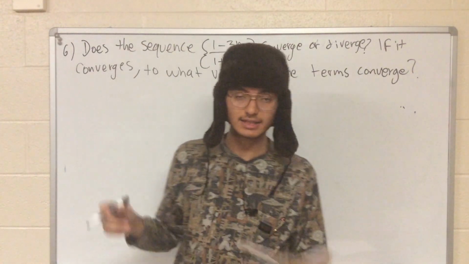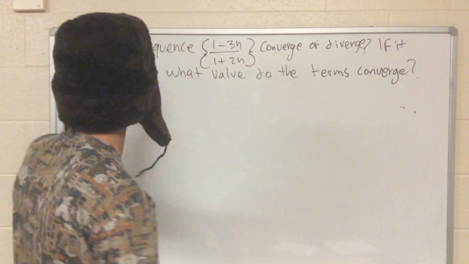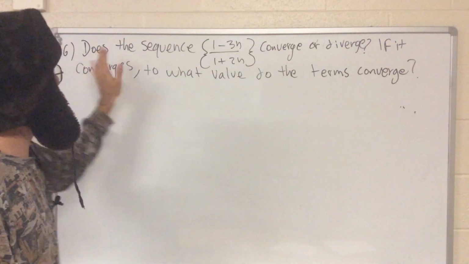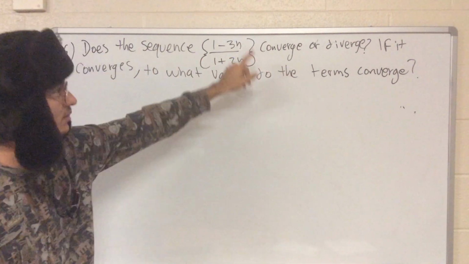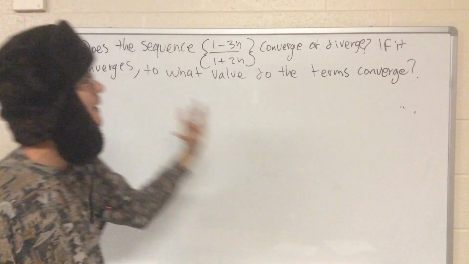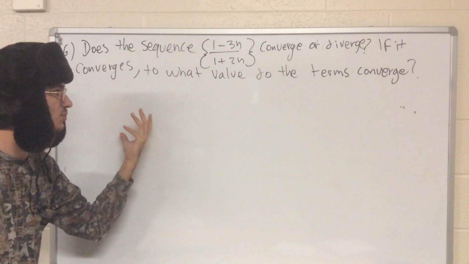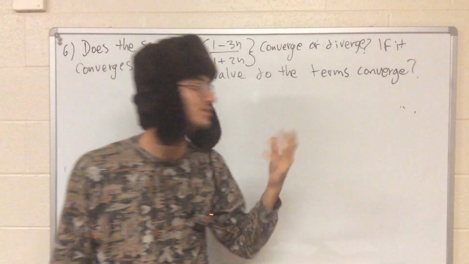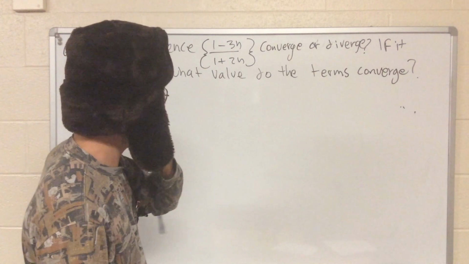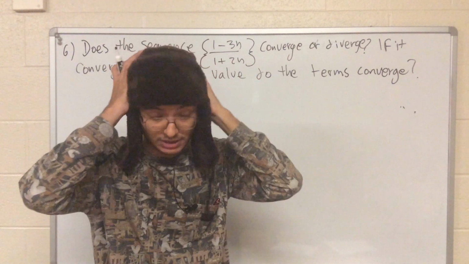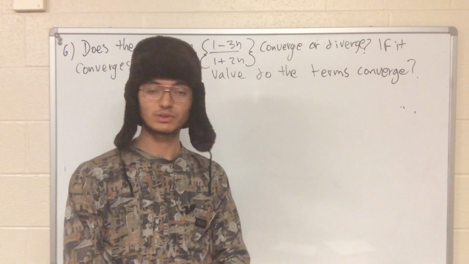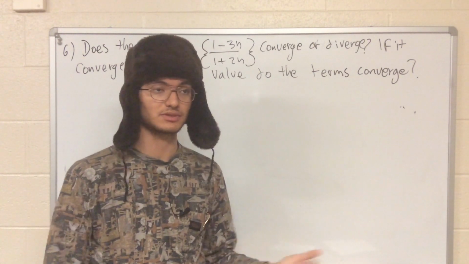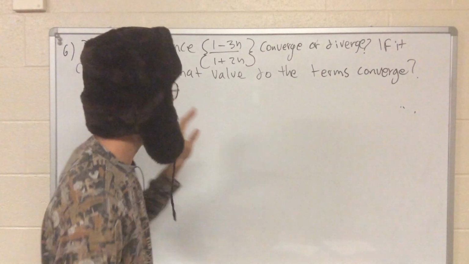Okay, so for question 6, we have the following. Does the sequence (1 minus 3n) divided by (1 plus 2n) converge or diverge? If it converges, to what value do the terms converge? This question is actually very easy. We can approach this using L'Hopital's rule, which is awesome, it just gets rid of everything. It destroys every limit.